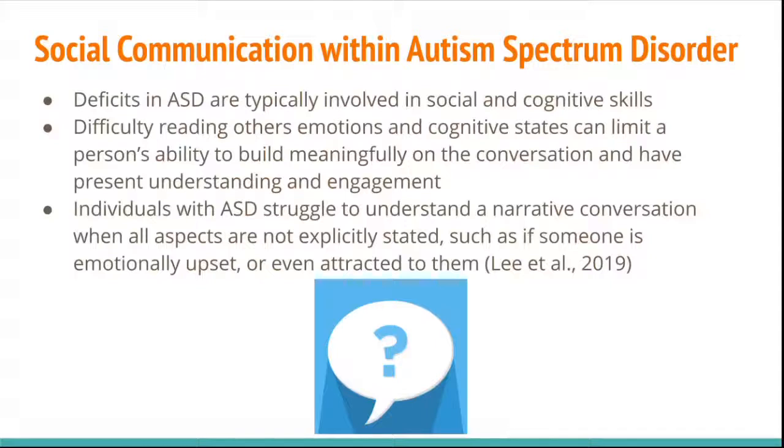Deficits in ASD are typically involved in social and cognitive skills, so difficulty reading others' emotions and cognitive states can limit a person's ability to meaningfully build on the conversation and have present understanding and engagement. Individuals on the spectrum struggle to understand a narrative conversation when all aspects are not explicitly stated, such as if someone is emotionally upset or even attracted to them. So, someone on the spectrum isn't going to understand where the conversation is going if it's not directly verbalized to them, and they're going to misinterpret or misunderstand emotional states.